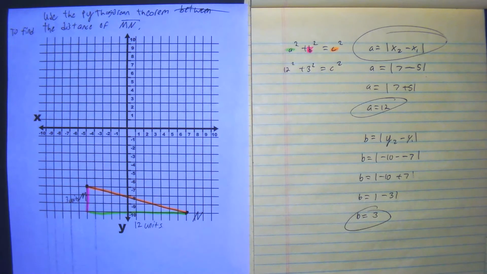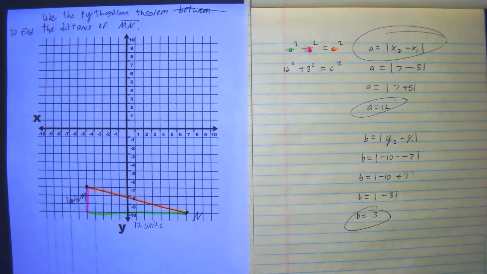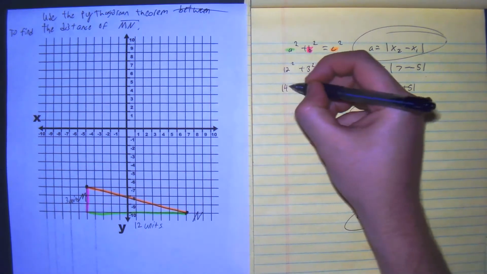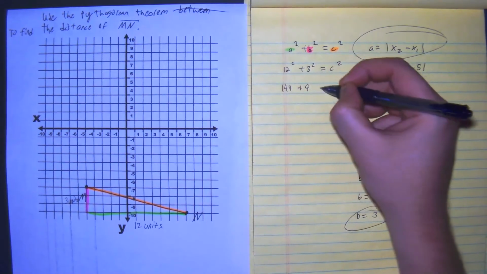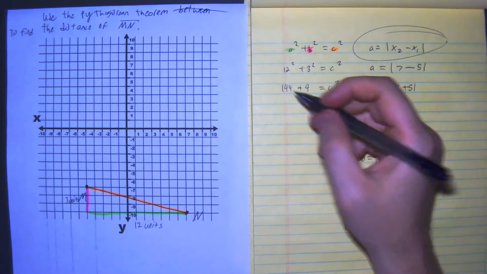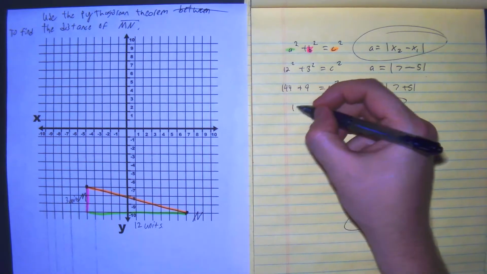A question I do see often, or not even a question, an assumption a lot of students have, is they try to count the slant. You can't count a slant. That's why the distance formula or Pythagorean theorem is useful, because you can't count the slants. 12 times 12, 144, plus 9 equals c squared. 144 plus 9 gets you 153.